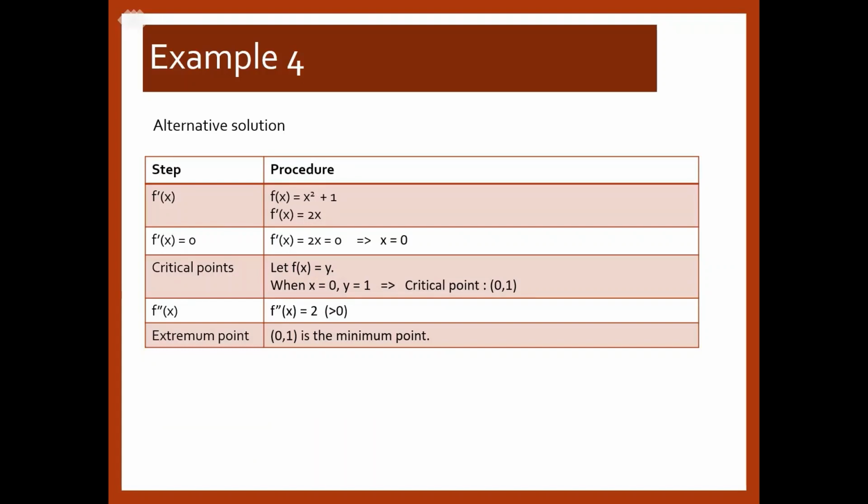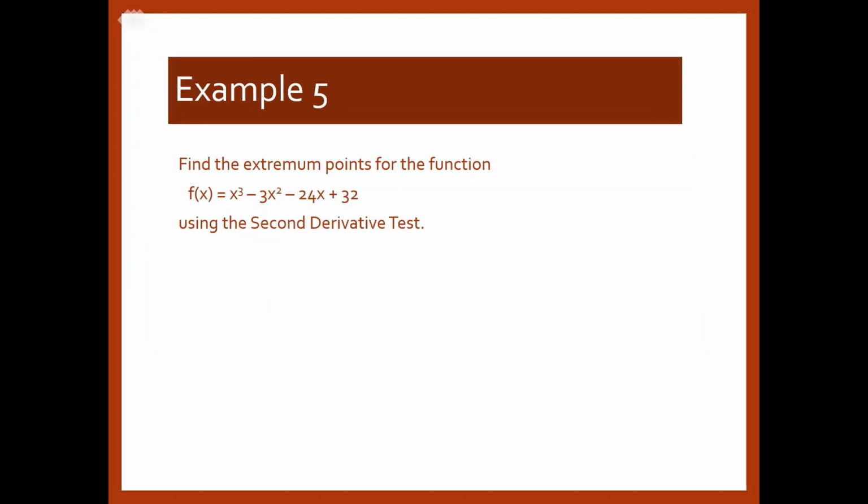Alternatively, you can also use the second derivative test to identify the extremum point. After you obtain the critical point (0, 1), next you differentiate f prime x. You should get 2 as the answer for f double prime x. As the value of f double prime x is greater than 0, we can conclude that the critical point (0, 1) is the minimum point. Let's proceed with example 5.